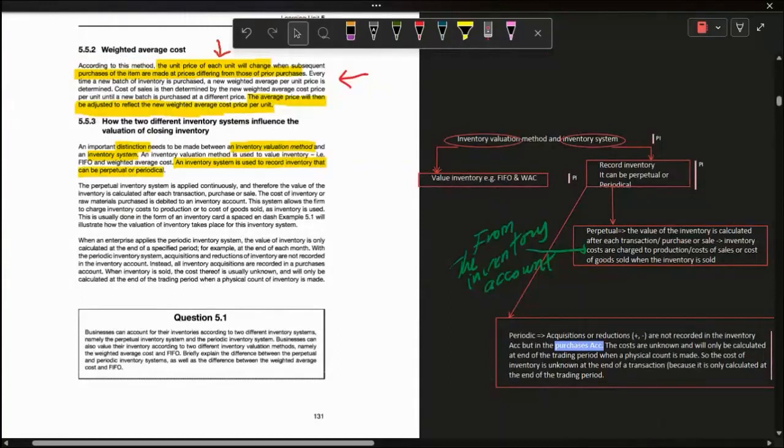All right? What is an inventory valuation? It helps us evaluate the inventory, right? That's where you have FIFO and weighted average. Okay? But inventory system, it's a system. And you have one that is perpetual and periodic. What does it mean? I'm going to provide you the perfect example.